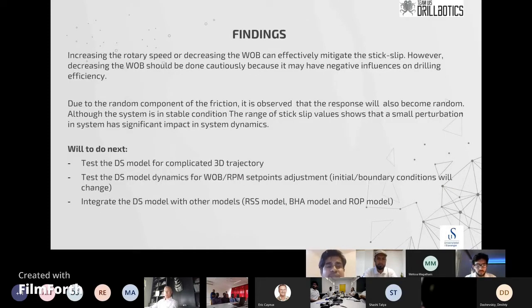So by running these simulations, we found out that increasing the rotary speed will decrease the stick slip severity, whereas increasing the weight on bit will increase stick slip severity. And we also noticed that the downhole friction conditions are random in nature. In the next drilling competition, we are going to integrate this drilling dynamics model into a complicated TD trajectory, and also integrate this model with the RSS model and the BHA model.